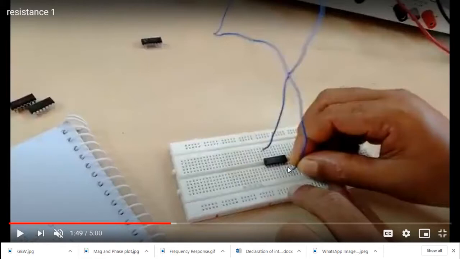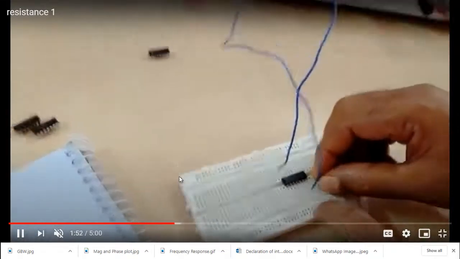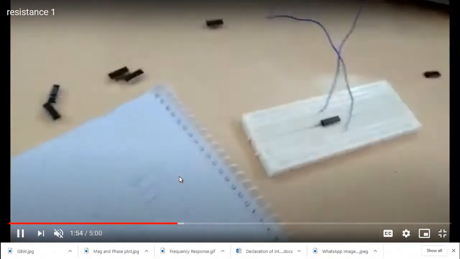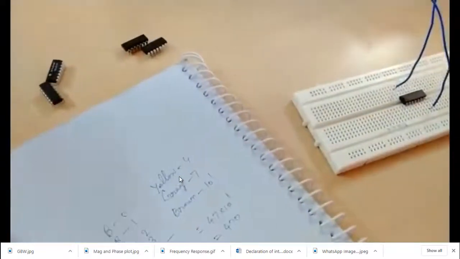So the 7th pin is given minus VCC, that is we are taking it from the black knob of the regulator power supply. It is already inserted here. Okay, it is inserted. So now what we need to do is give the inputs and connect the output.